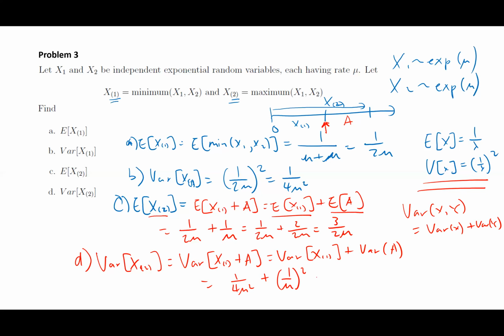And so if I sum this up, it's going to be 1 over 4 mu squared plus this will be 4 over 4 mu squared. So at the end, we get 5 over 4 mu squared. Okay, so we've shown all parts A through D. These are pretty simple calculations once you understand the concept.